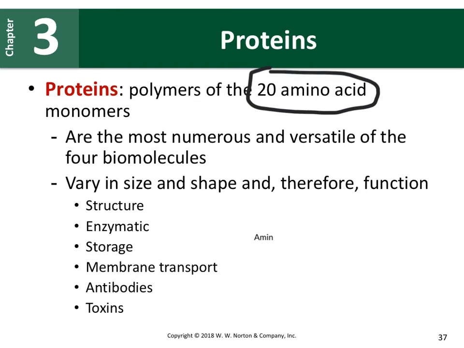There's 20 in total? You said there's 20 in total? Like in total, there's 20 amino acids? Say again? Is there 20 in total? Total. 20 amino acids.